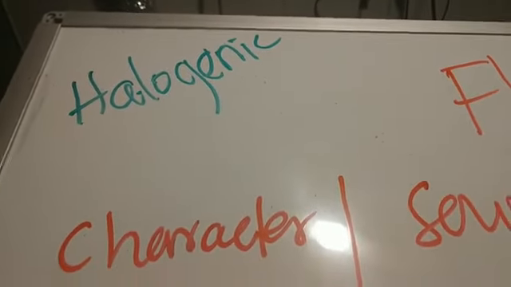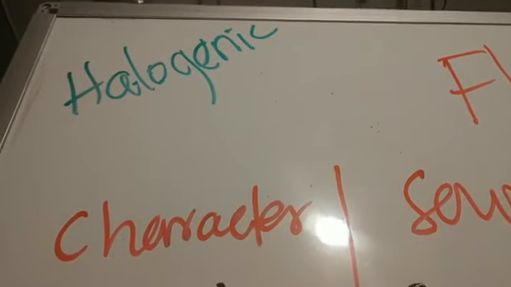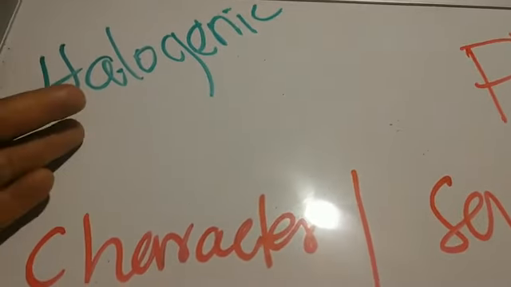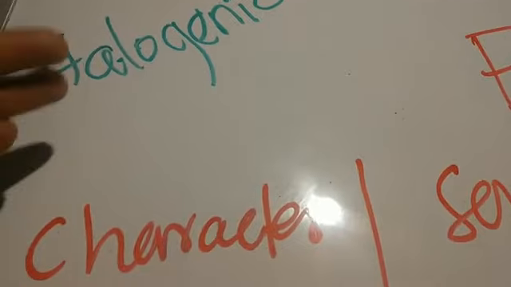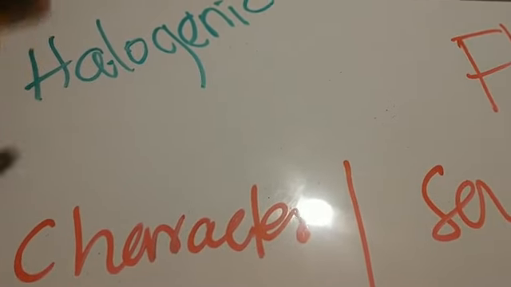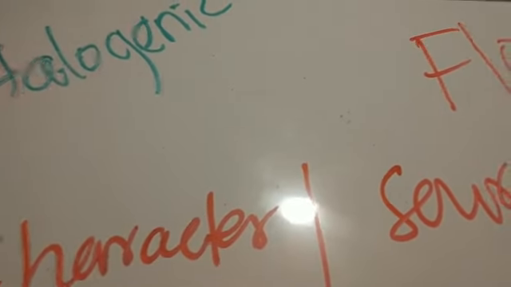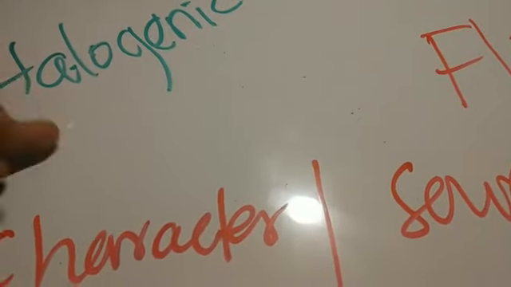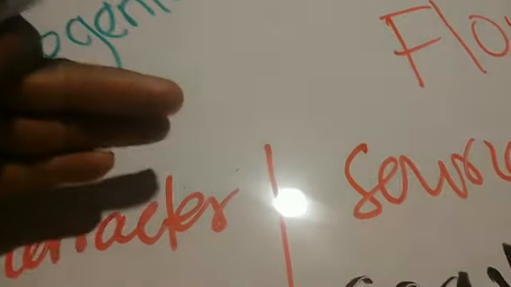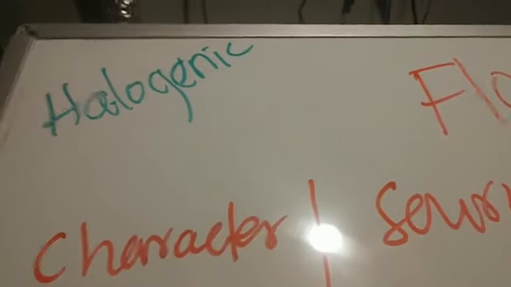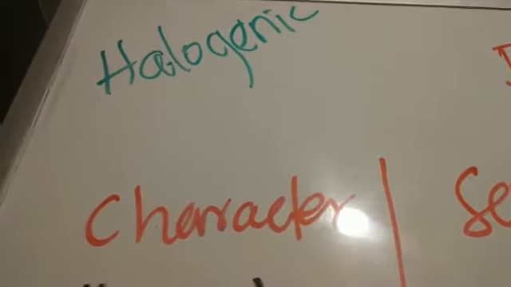There are so many groups of elements on the periodic table. The halogenics are one of them. Chlorine is also halogenic. So whenever chlorine reacts with hydrogen, you get hydrochloride. We will talk about all of that. Now, today we are doing fluoride.